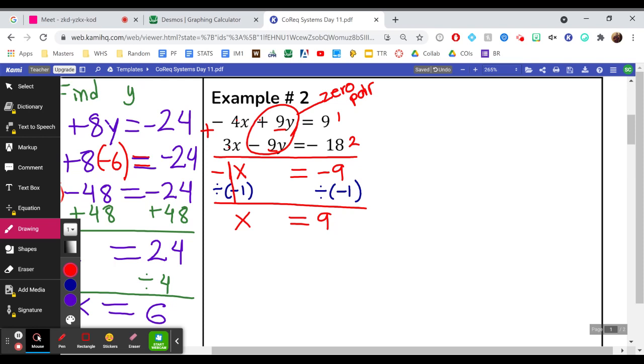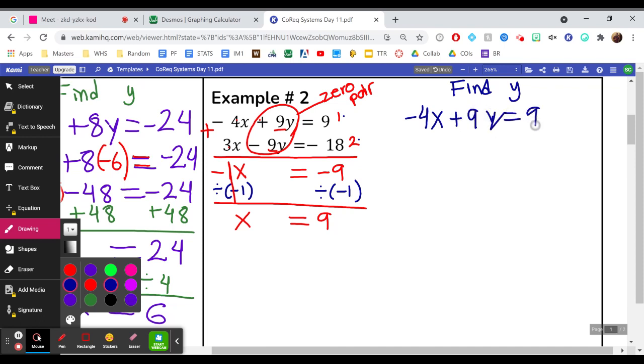So yeah, I have the first part of my solution, x equals 9. I just need to find the y portion of it. So find y. To find y, again, I need to choose one of the two equations, either the first one or the second one, and I plug in the value of x. We did the second equation on the first example. So on the second one, let's switch it up and do the first equation. So negative 4x plus 9y is equal to 9.